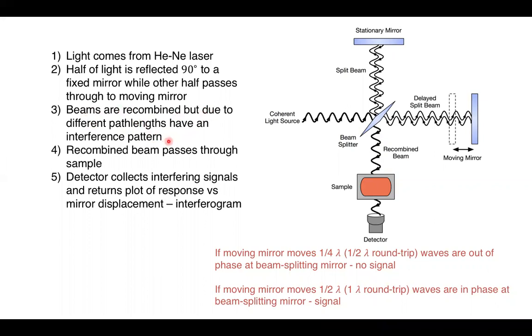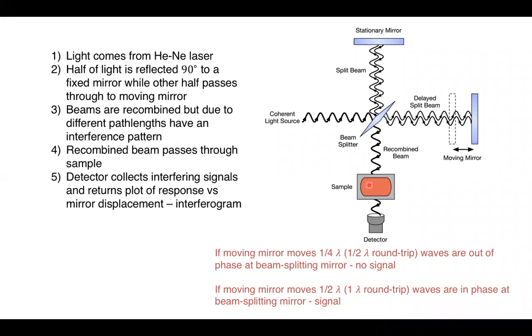So remember our constructive and destructive interference that we learned about back when we were considering wave-like behavior. The recombined beam passes through the sample. Our sample is contained here. Oftentimes in FTIR, we sandwich our sample between two disks, usually, for example, a sodium chloride window or some other salt window, which will not absorb in the infrared region.